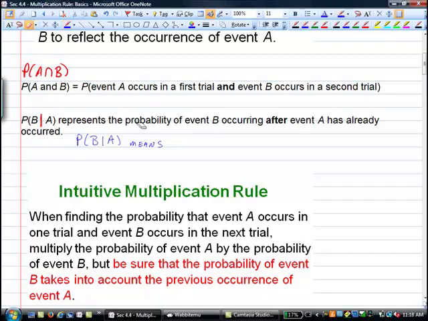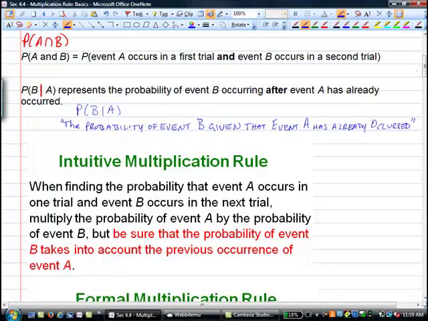So I don't want to tell you what it means. I want to tell you how to interpret these symbols in your mind. When you see these symbols here, you should be thinking the probability of B given the condition that A has already occurred. The intuitive multiplication rule says that when finding the probability that event A occurs in one trial and event B occurs in the next trial, then we would multiply the probability of event A by the probability of event B. But we have to do so in such a way that the probability of event B takes into account the previous occurrence of event A.